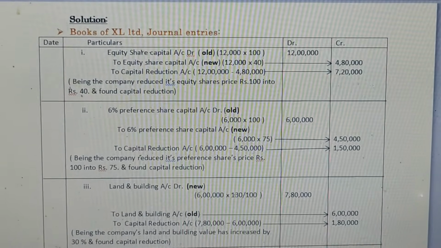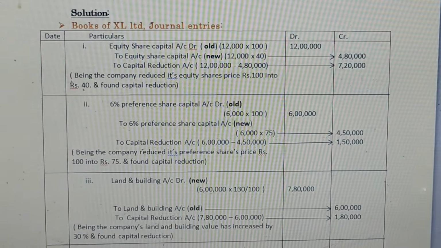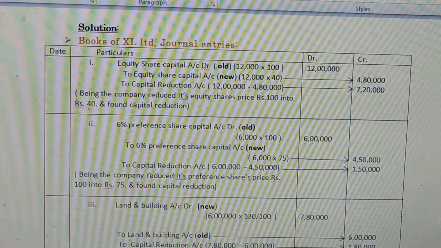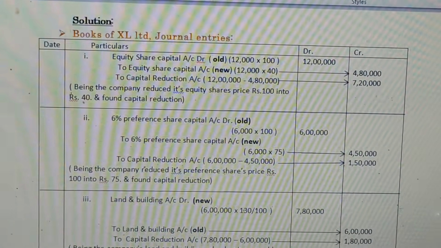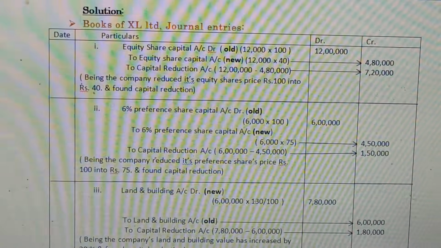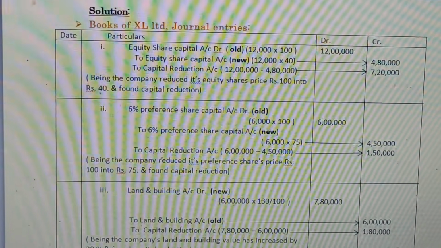So in the narration, the company is going to reduce its share price from rupees 100 into 40. So actually the company has reduced its share capital from 100 to 40, and also we found the capital reduction value.